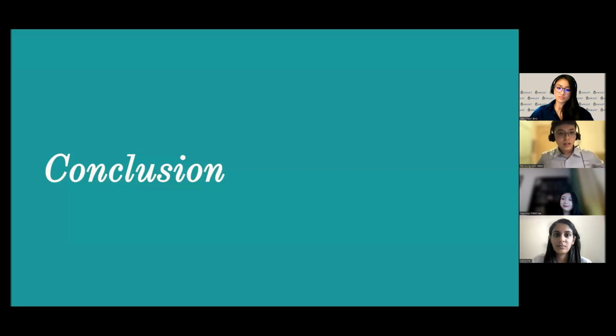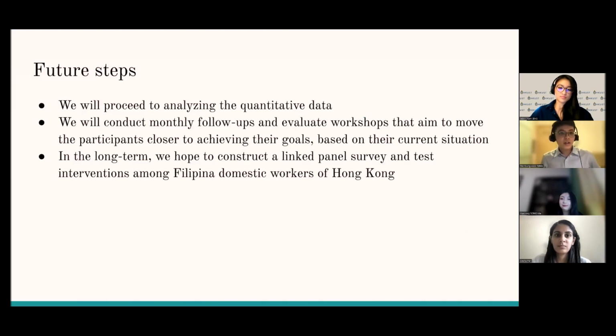Thank you. Yes, so in the future, we will proceed. There are 3 things that we plan to do. Firstly, we plan to clean and analyze the quantitative data to better understand the 25 participants. Unlike previous years, we plan to track them rather extensively, where we'll be conducting monthly follow-ups and evaluating workshops that aim to move the participants closer to achieving their goals based on where they're at.